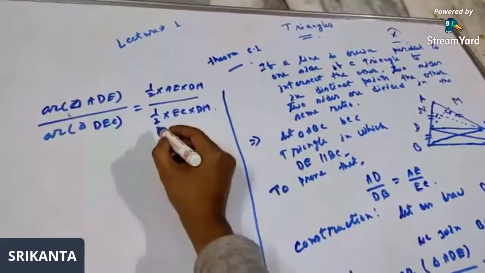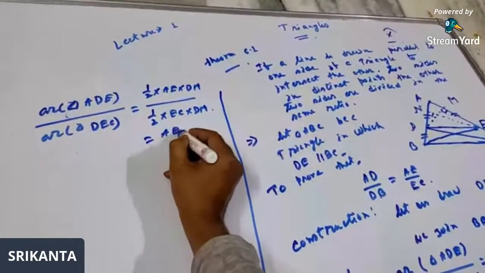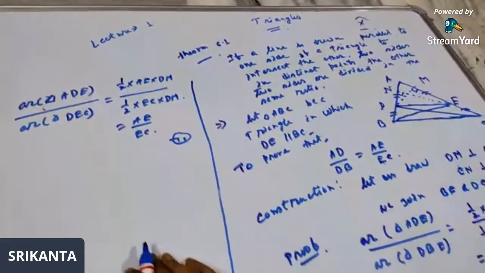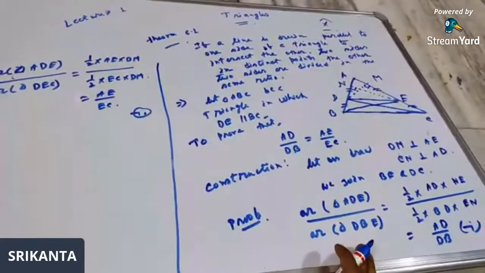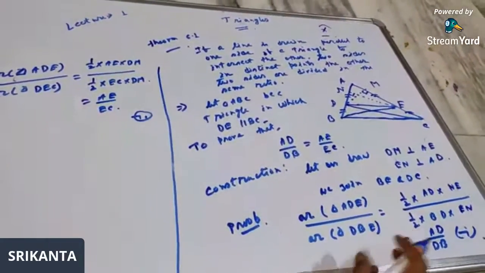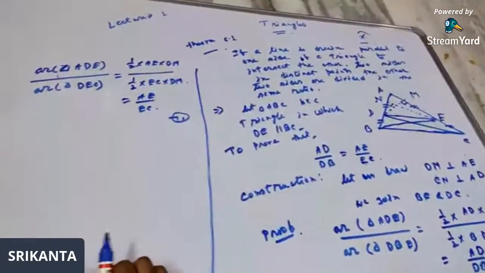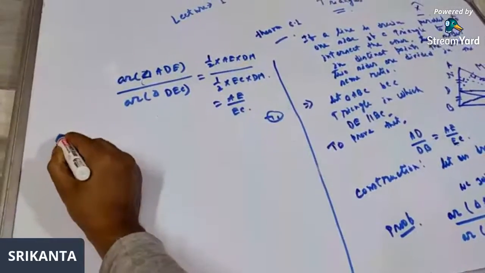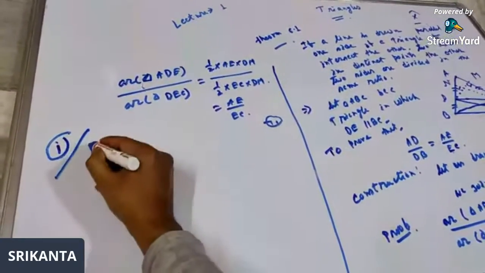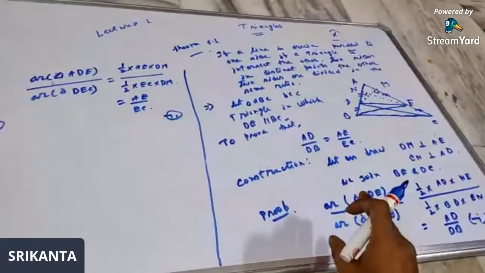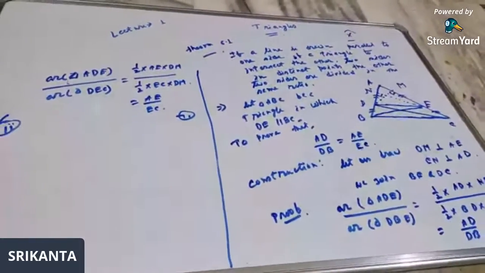DM cut down. So what do we have? AE by EC. This is 2. Now what we will do is divide 1 by 2. So we are dividing 1 by 2. So 1 divided by 2 means what? Right-hand side we also divide, left-hand side we also divide.